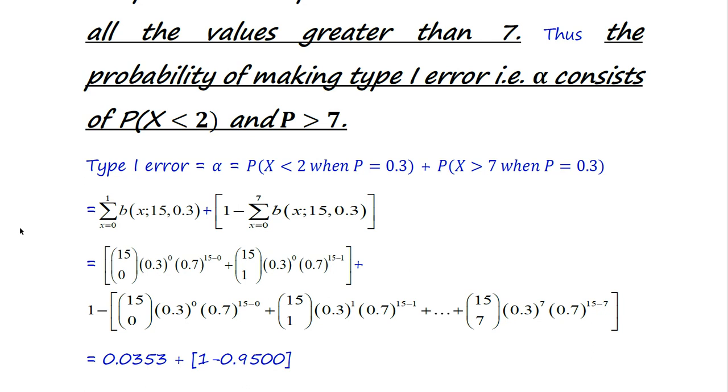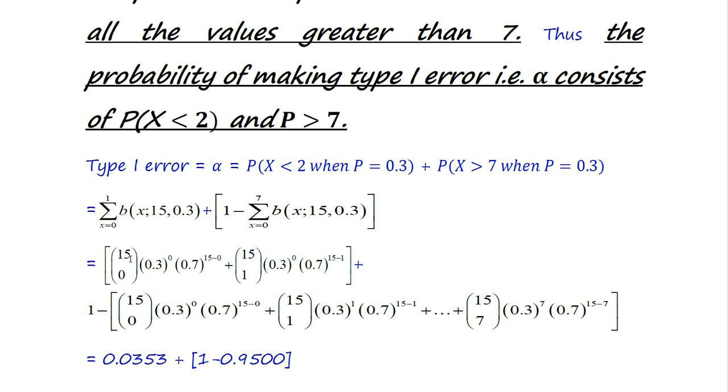the probability of x greater than 7, which means the probability of x from 8 to 15. But as you know, the sum of all probabilities is equal to 1. If we subtract the sum over x from 0 to 7 from 1, we are left with x from 8 to 15. So for simplification, we use this formula. You can also use x from 8 to 15 as well.